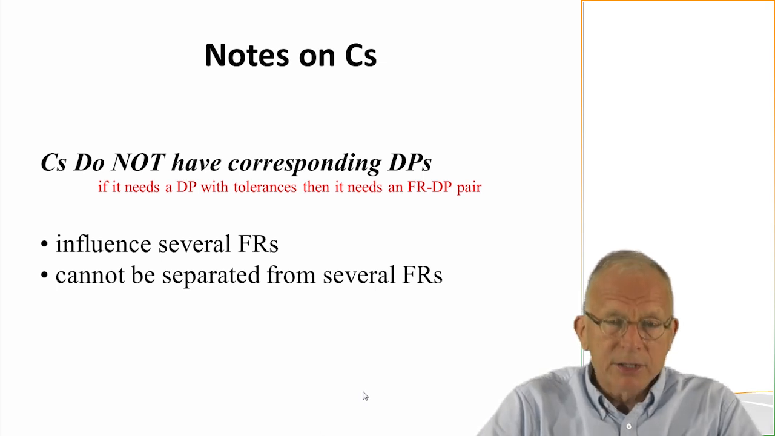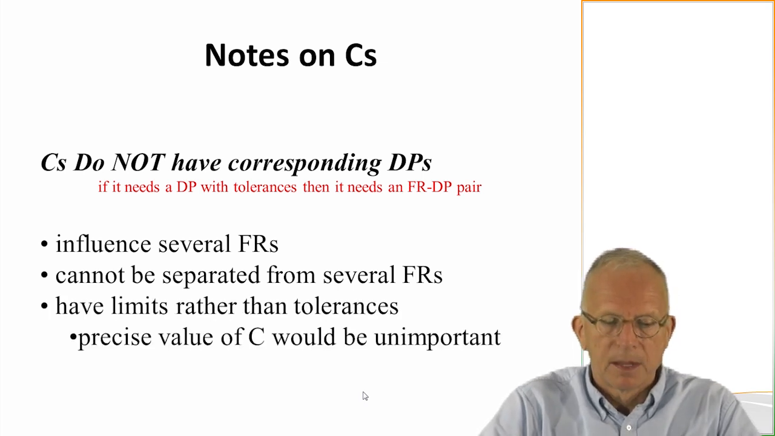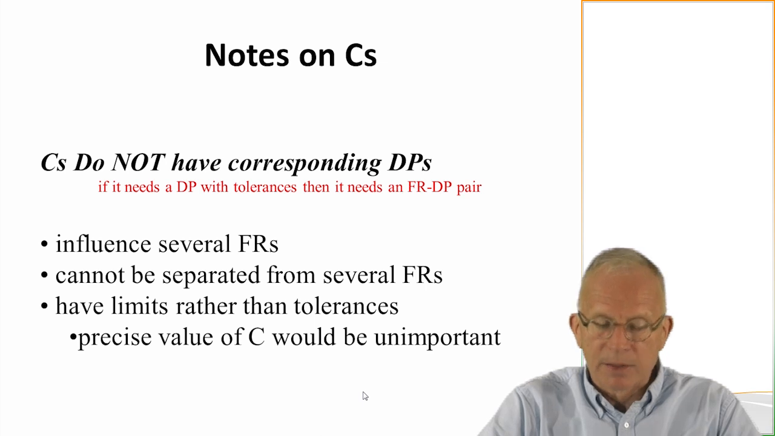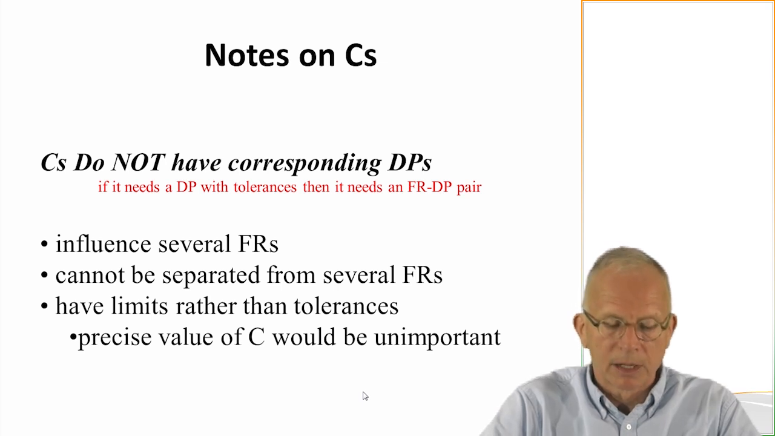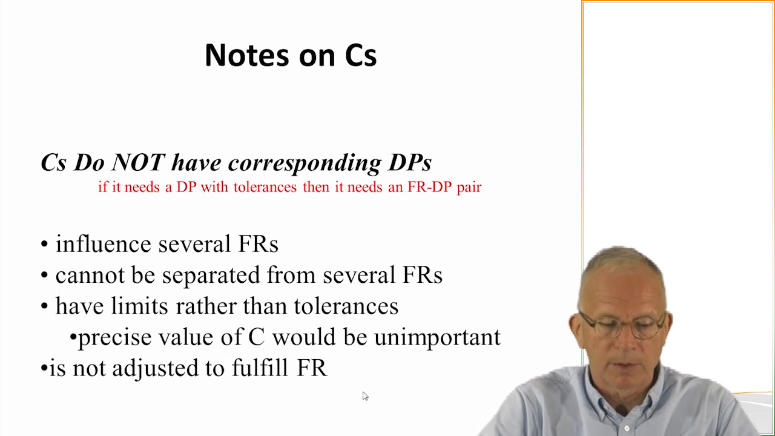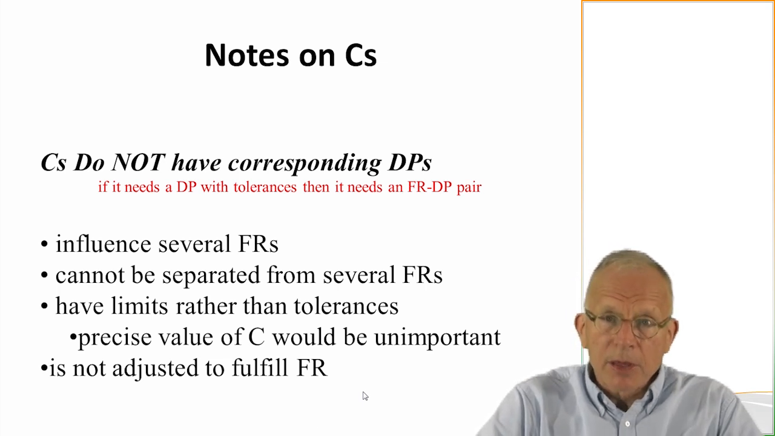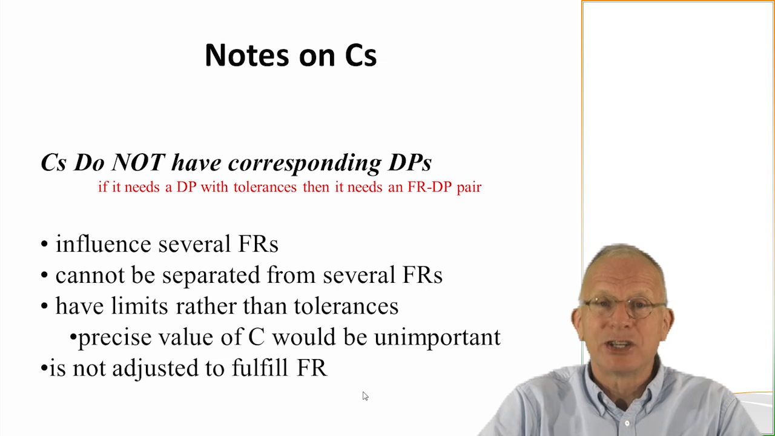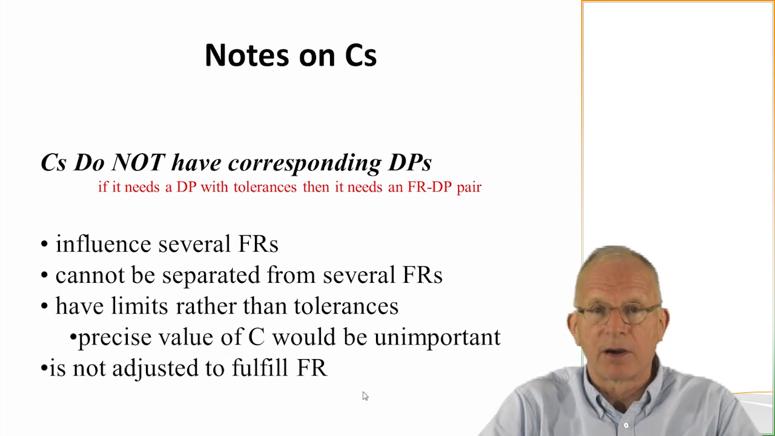So constraints generally influence several FRs, and they cannot be separated from these. They have limits rather than tolerances, and so the precise value of a constraint may not be important, but the limit, for example, the upper weight bound or the upper cost bound, would be important. The other thing about a constraint is that it's not adjusted in order to fulfill an FR like a DP would be.